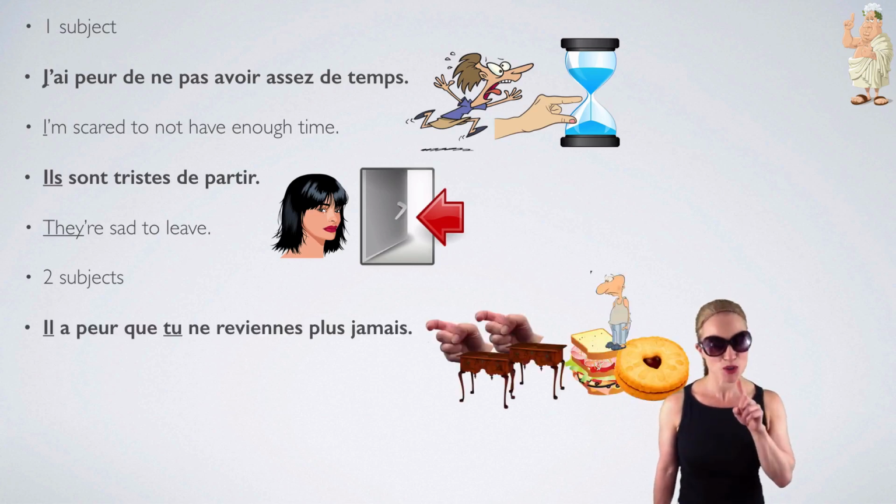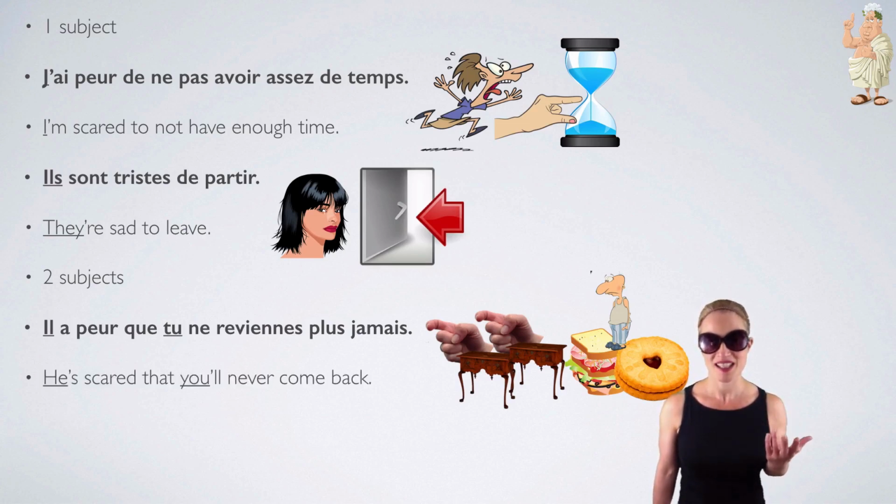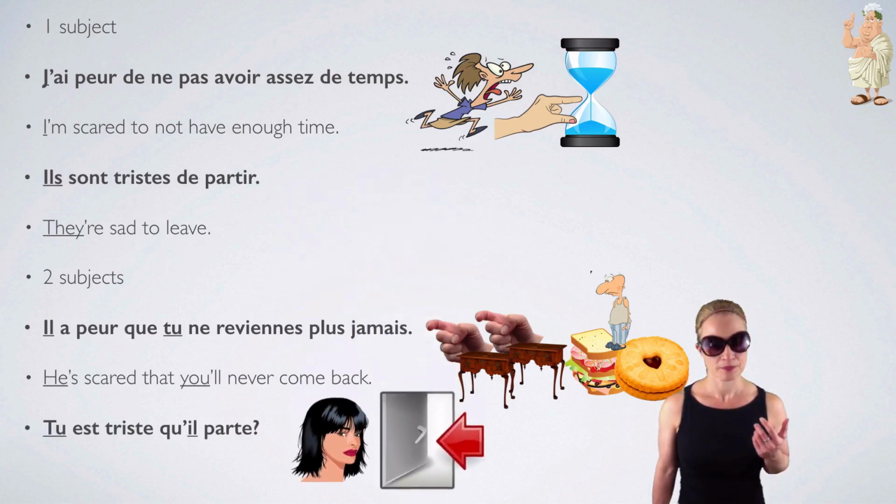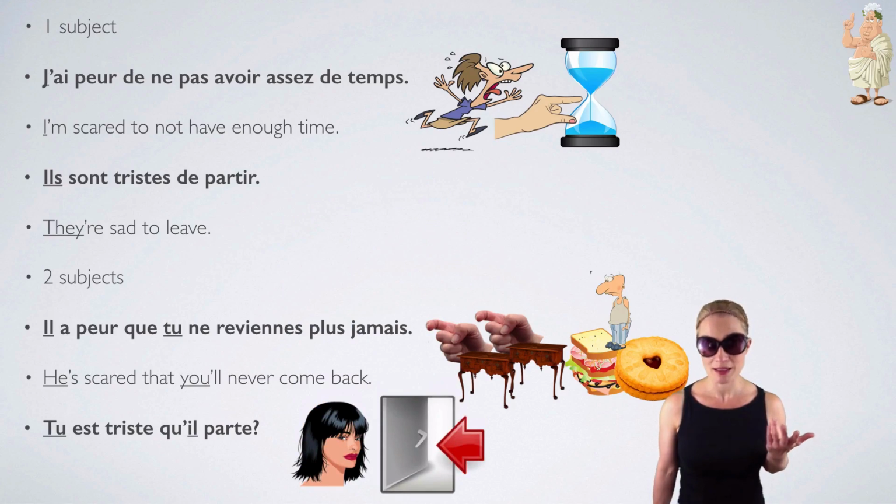Two subjects. Il a peur que tu ne reviennes plus jamais. Okay, so il a peur que, then the dependent clause has to be in the subjunctive. Tu ne reviennes plus jamais. He's scared that you'll never come back. Tu es triste qu'il parte? Okay, two subjects, tu and il. Are you sad that he's leaving?